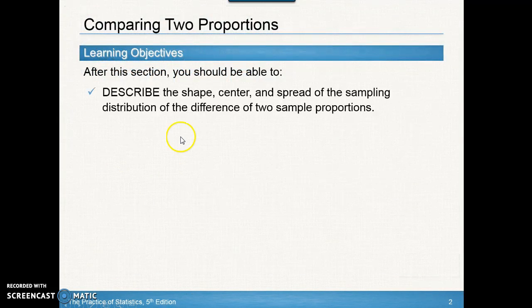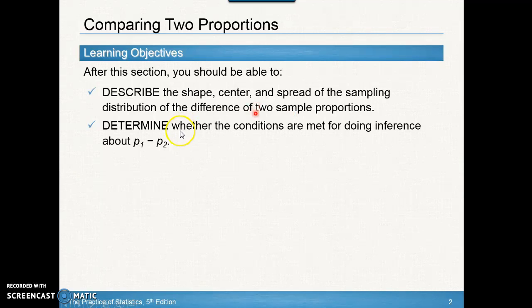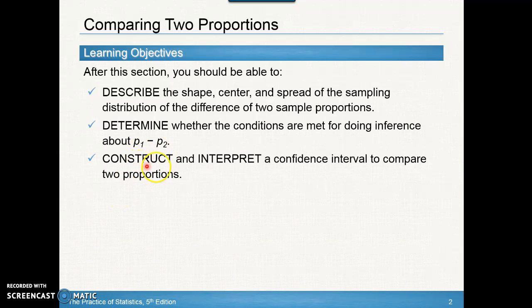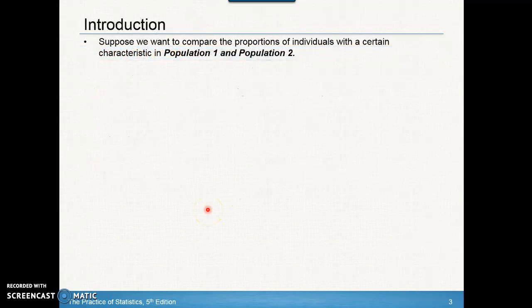After this section, you'll be able to describe the shape, the center, and the spread of the sampling distribution of the difference of two sample proportions, and determine whether the conditions are met for doing inference about P1 minus P2. We're going to take a look at constructing and interpreting a confidence interval to compare two proportions, and then finally we're going to perform a significance test about two proportions.